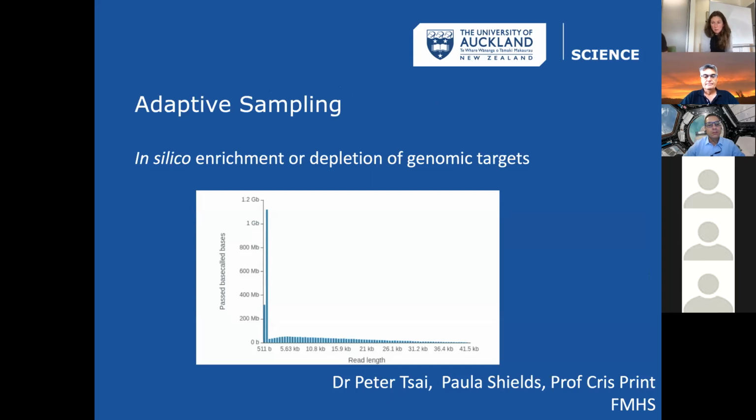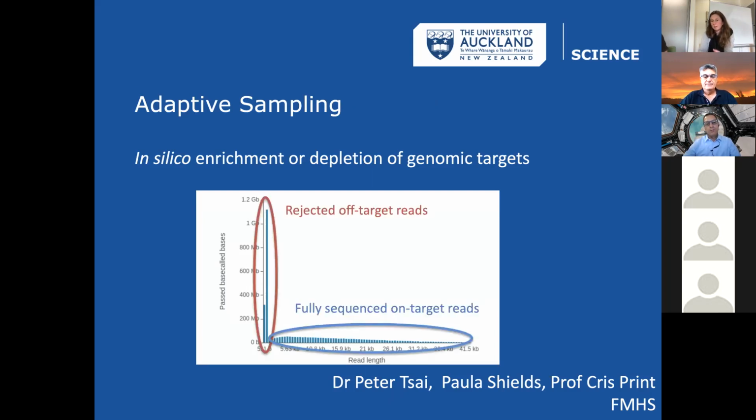We've recently done some adaptive sampling, so this in silico enrichment, in this particular case of genomic targets. This is work that Peter Tsai and Paula Shields in Professor Chris Prince's group were leading. What you see characteristically is this peak of very small reads at the beginning of the read distribution, and those are the rejected reads. The ones that the device chooses to retain are longer, and those are the ones that you're interested in. So we're enriching for about 1.2% of the genome and recovering just the regions that we're interested in, which is much more cost effective essentially, and a really nice way to just focus your sequencing effort on what you're interested in.